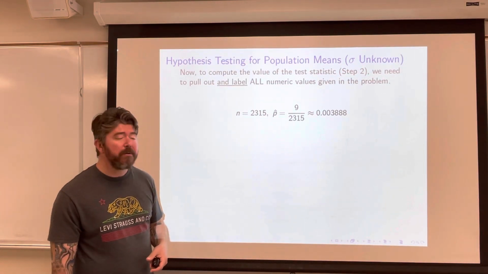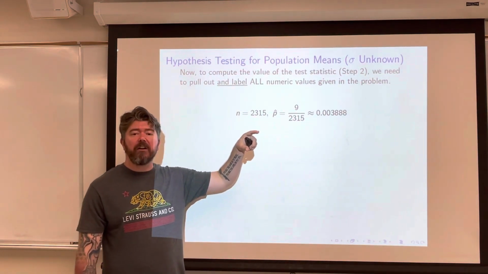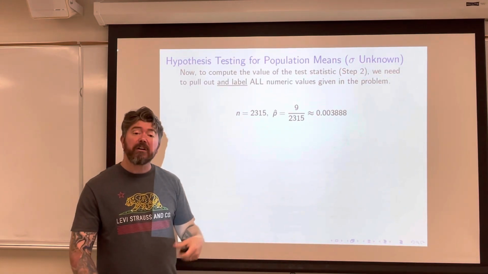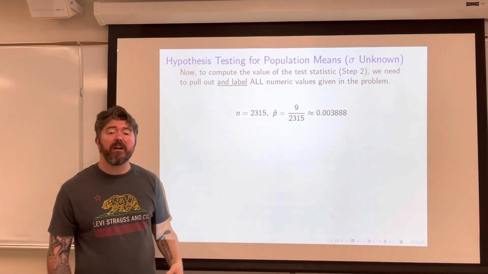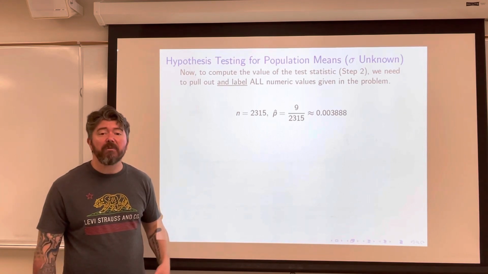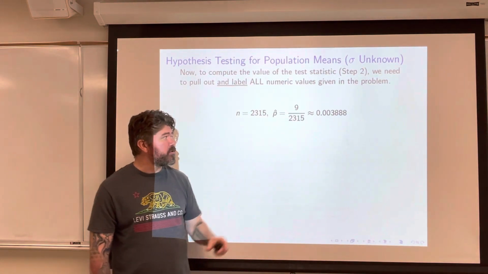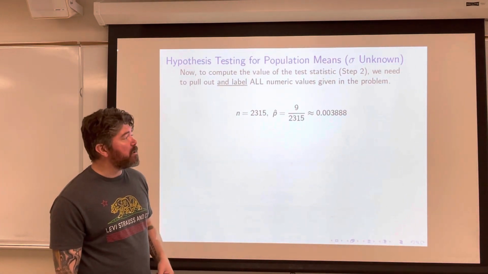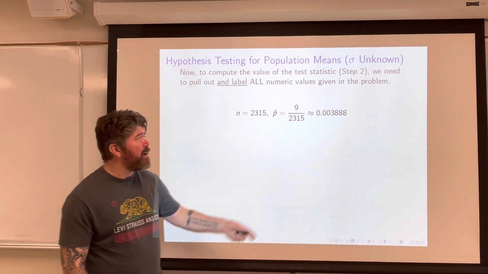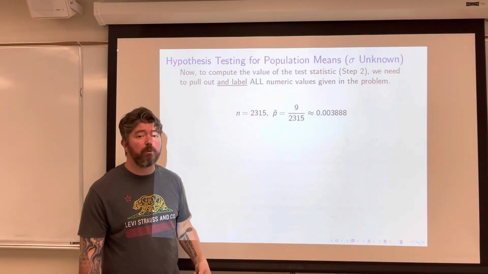from their Apple Watch. Remember that p hat is the number that satisfy our characteristic divided by our total number given in the sample. Our characteristic in this case is what we are interested in, and we are interested in people who have received an irregular notification from their Apple Watch. So we get 9 over 2315, which is approximately 0.003888.